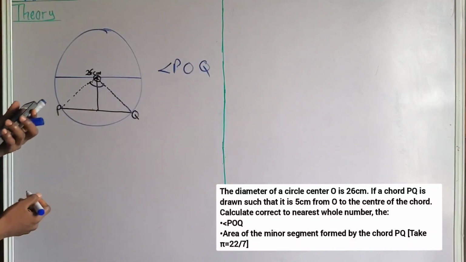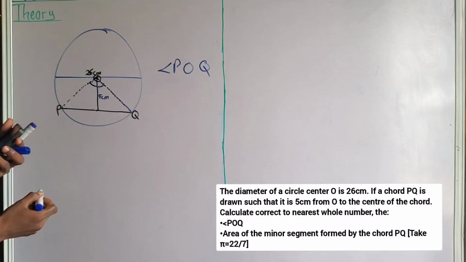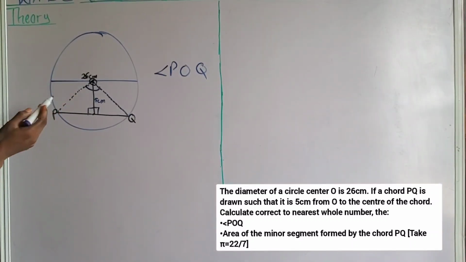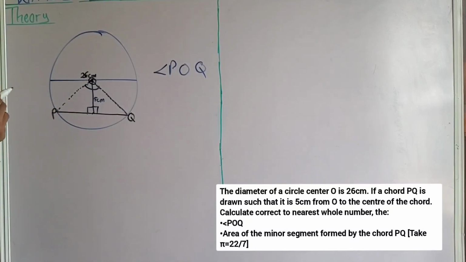Now, how do we get this angle? We've been given that this one is what? 5 centimeters, right? Yes. And this will be what? 90.